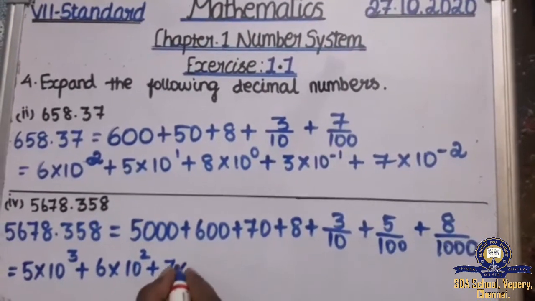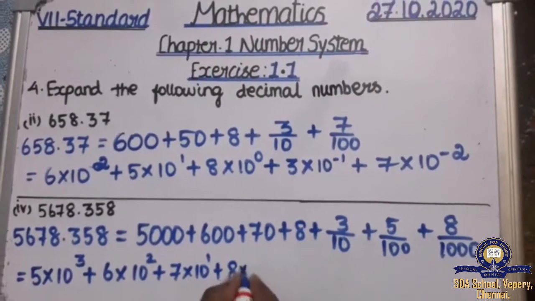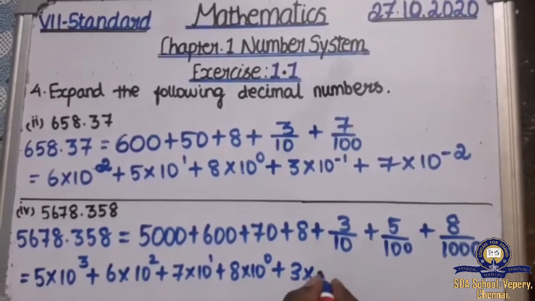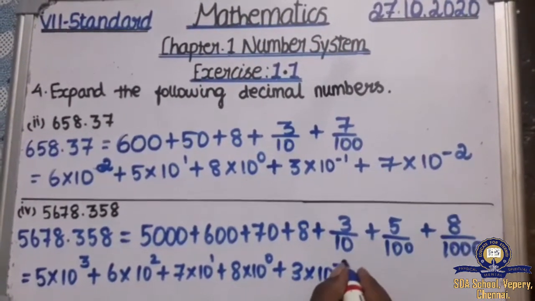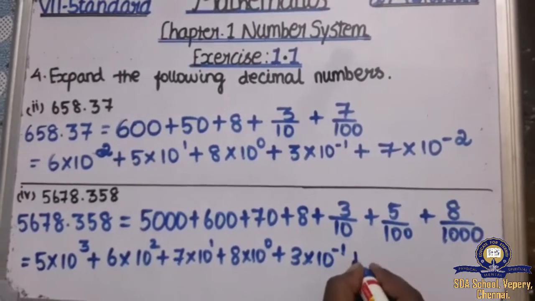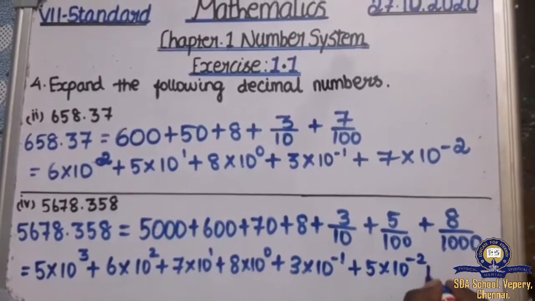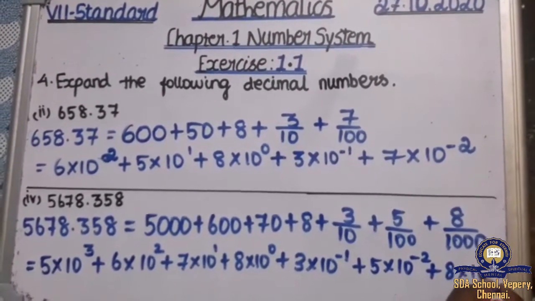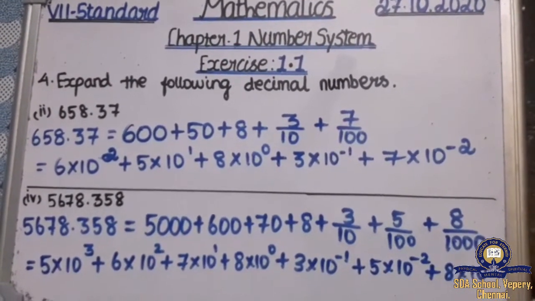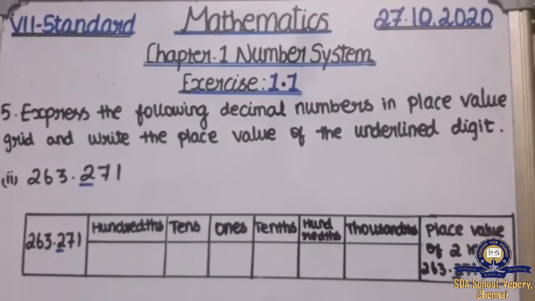plus 7 into 10 power 1, plus 8 into 10 power 0, plus 3 multiplied by 10 inverse, because when the downside goes upside we get the inverse. Okay, so 10 power minus 1, plus 5 into 10 power minus 2, plus 8 into 10 power minus 3. So this is the expansion for the following decimal numbers. Now you understand, students? Now we move on to our fifth problem.